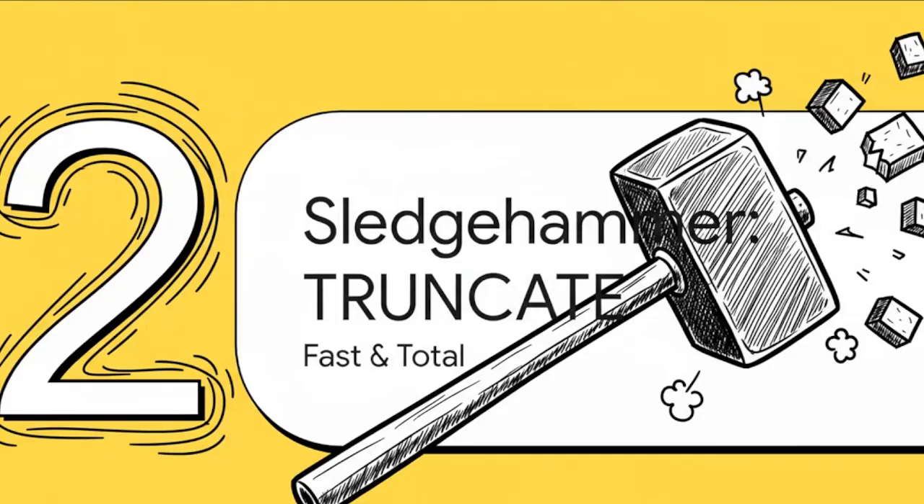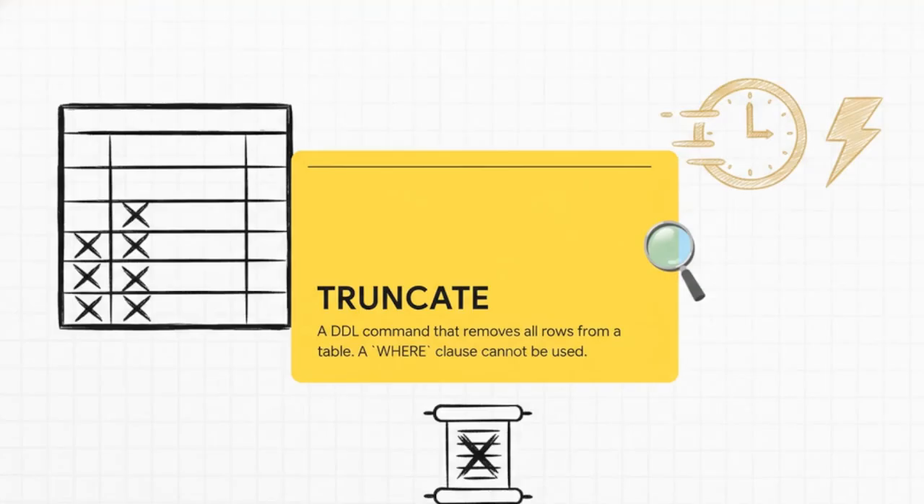Okay, so that was the scalpel. But what happens when you don't need precision? What if you just need to clear everything out, and fast? Well, that's when you put down the scalpel and you pick up the sledgehammer. Truncate. And notice the big change right away? Truncate is a DDL, or Data Definition Language command. This is a huge difference.